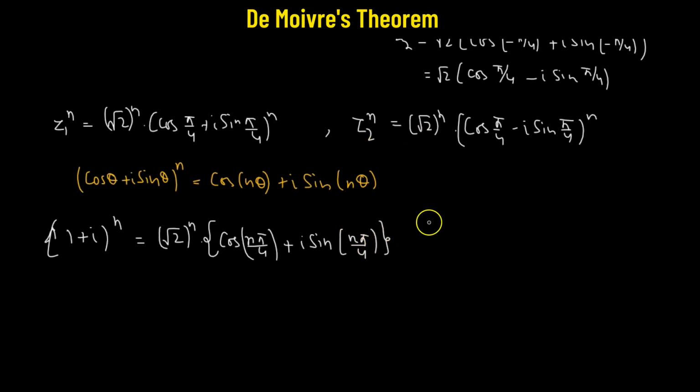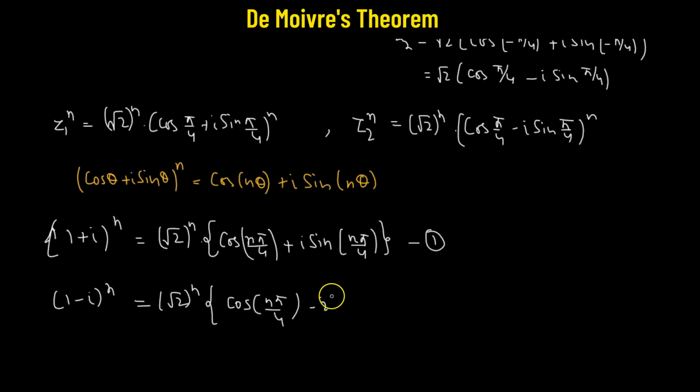And our z2 complex number, so let's label the previous one as number 1 and this as number 2. We have (1 minus iota) raised to the power of n, so this will be equal to (square root of 2) whole raised to the power of n. So this will get multiplied to cosine of n pi over 4 minus iota times sine of n pi over 4. So let this be equation number 2.